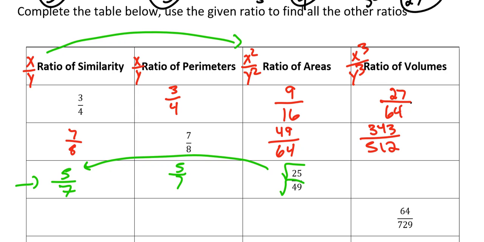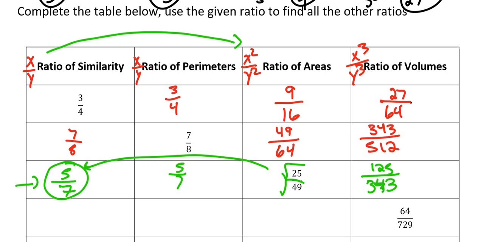And the ratio of the volumes would therefore be 125, because that's 5 cubed. Because again, we're going from here to there. So 5 to the third power is 125, and 7 to the third power, we just said, was 343. So that would be our answer.